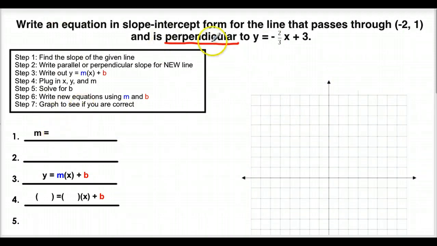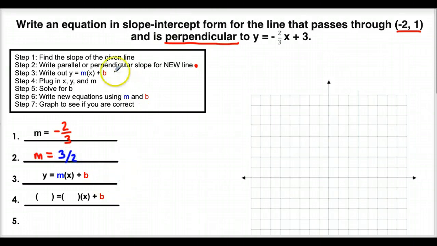The first thing to do to find a line that is perpendicular to y = -2/3 x + 3 and goes through this point, we have to identify the original slope. So our original slope on our original line is -2/3. Now the perpendicular slope, that's what our step 2 is, to write the perpendicular slope, and that's going to be the opposite reciprocal, which is flipped around and made positive, so it's going to be 3/2.